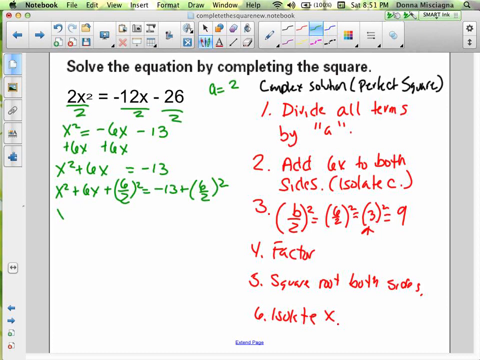That's going to be x squared plus 6x plus 6 divided by 2, which is 3. 3 squared is 9. So we have negative 13 plus 9. On the left, we can factor that as x plus, because that's a plus, half of 6 is 3. That would be x plus 3 times x plus 3, or x plus 3 squared, equals negative 13 plus 9, which is negative 4.